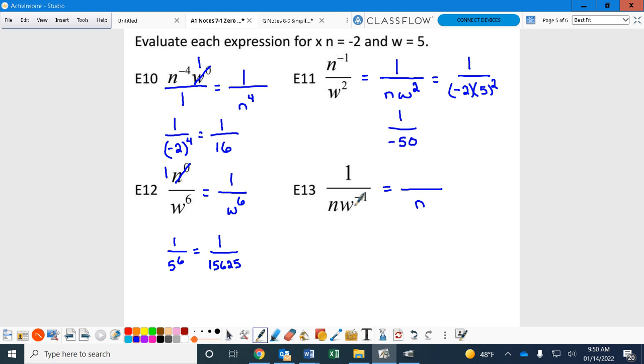The w has a negative exponent. It's going to move to the opposite side. Instead of being w to the negative first, it's now going to be w to the first, which is written just w. Nothing else, just w.